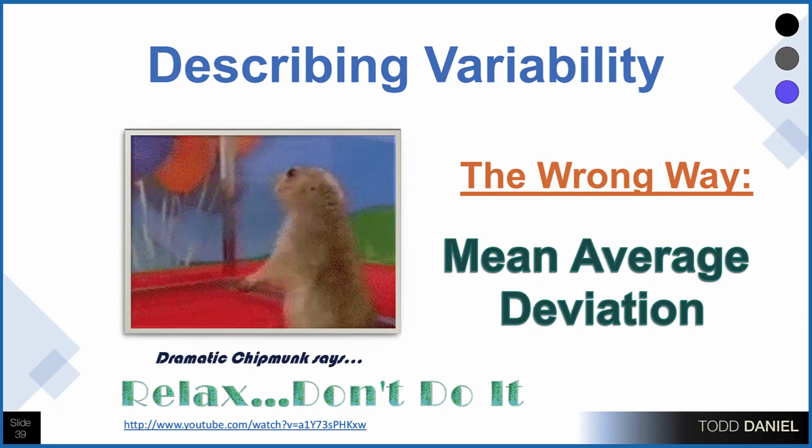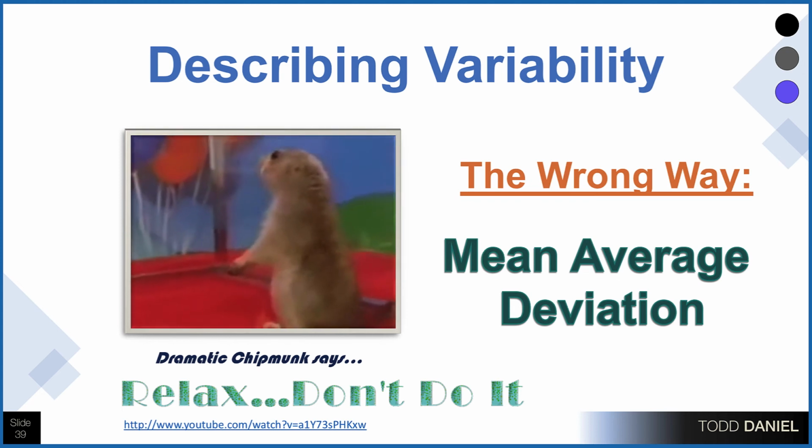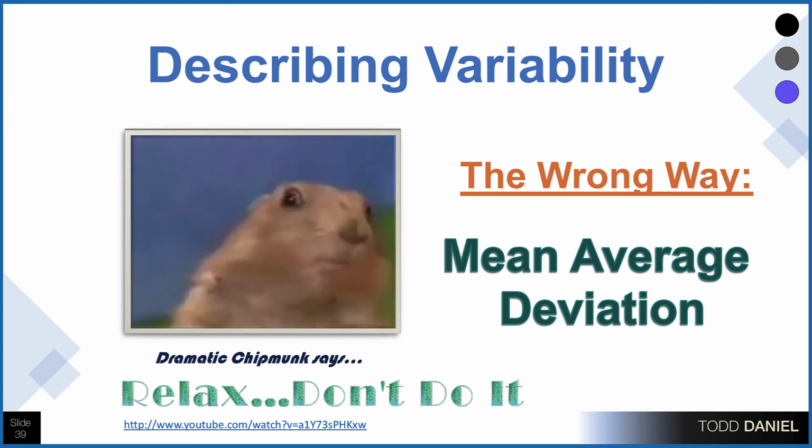But how would we measure the variability of these numbers? Well, there are ways that we could go about using math, and the one that would seem to make the most sense is actually the wrong way to do it. It's called the mean average deviation. And it's absolutely the wrong way to calculate variability. And I'm going to show you why.